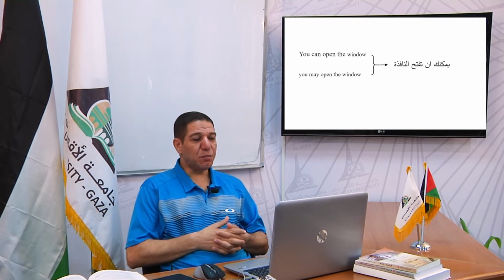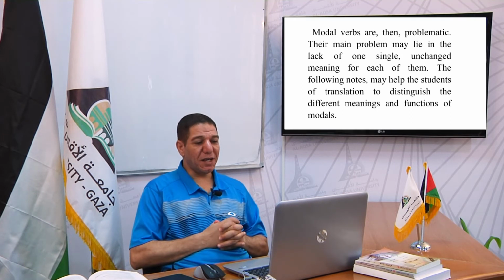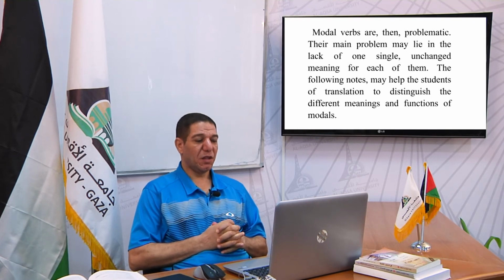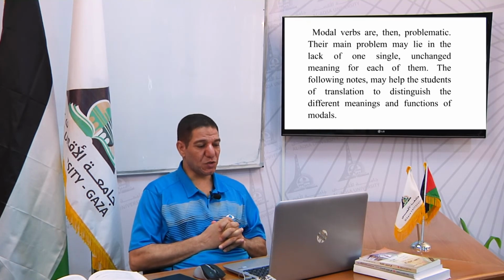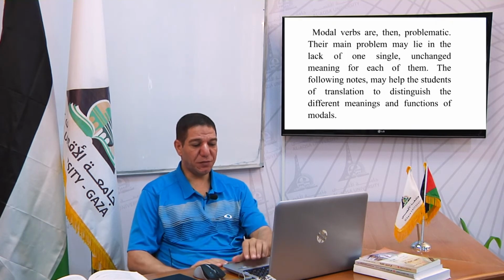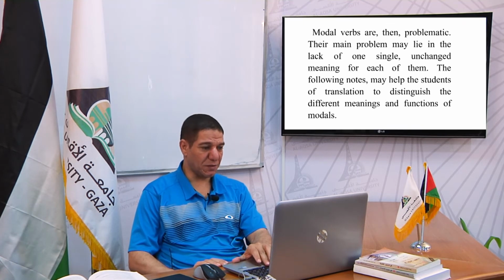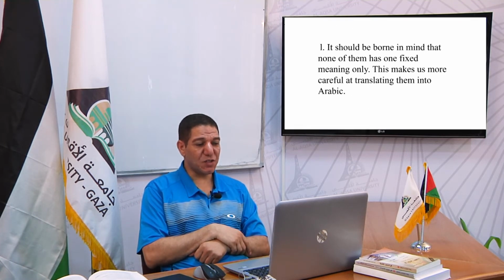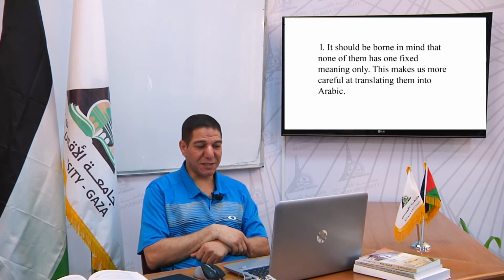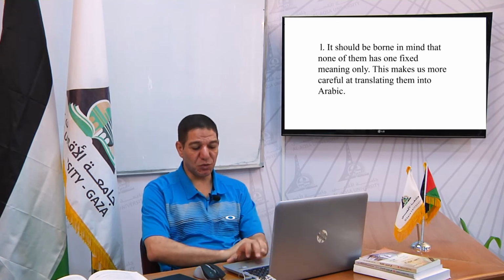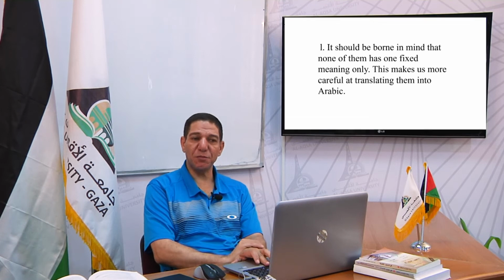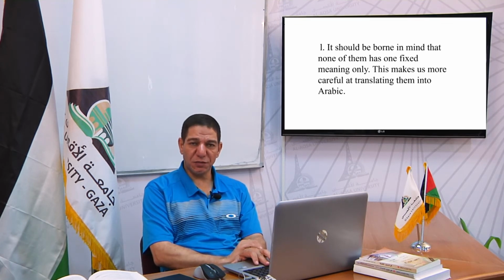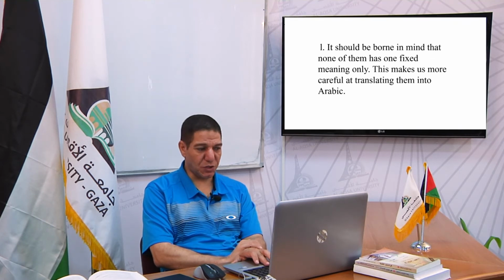Modal verbs are then problematic. Their main problem may lie in the lack of one single unchanged meaning for each of them. The following notes may help the students of translation to distinguish the different meanings and functions of modals. 1. It should be borne in mind that none of them has one fixed meaning only. This makes us more careful at translating them into Arabic. So each time you come across one of these auxiliary verbs, you are advised to refer to a specialized dictionary.